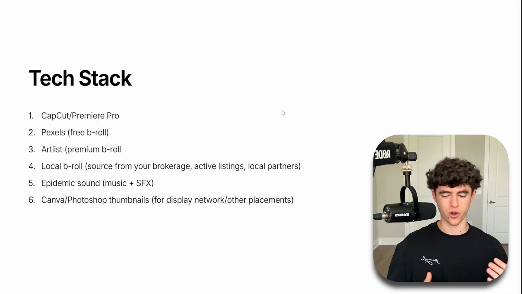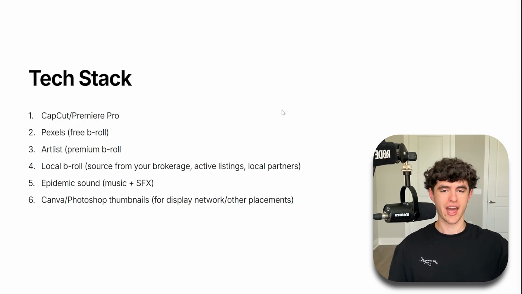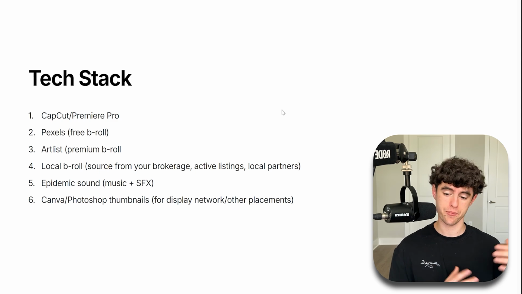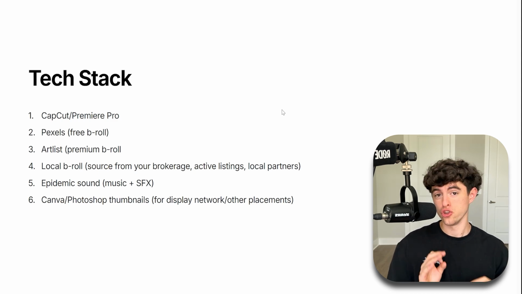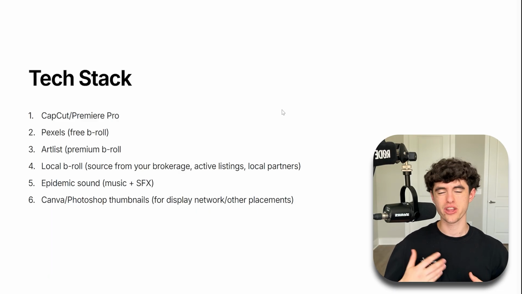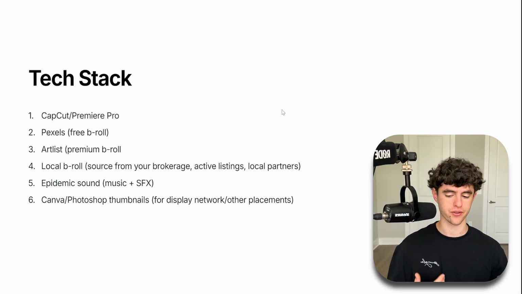So just a quick little tech stack here. You can use CapCut or Premiere Pro to cut the videos. You can use something like Pexels for free B-roll or Artlist for premium B-roll. Or even better, use local B-roll like from your brokerage if you have sources of that, active listings or local partners B-roll. And you want to use Epidemic Sound, so like music and SFX. And then lastly, you can use something like Canva or Photoshop for the thumbnails of your videos, your Discover page, etc., for display network and other types of placements as well.